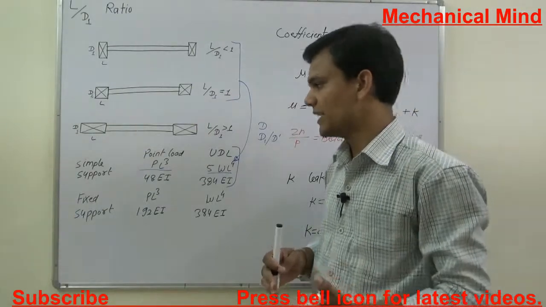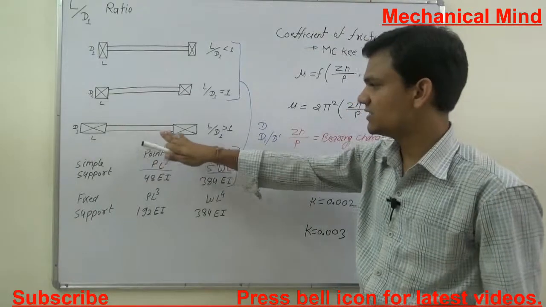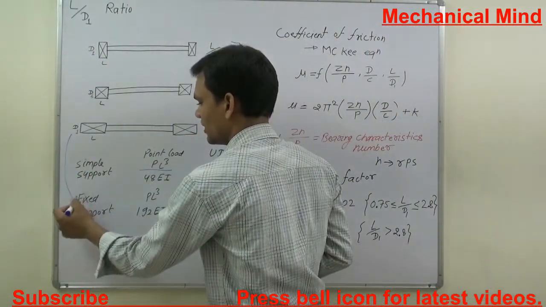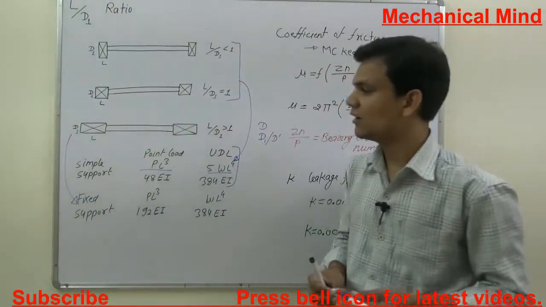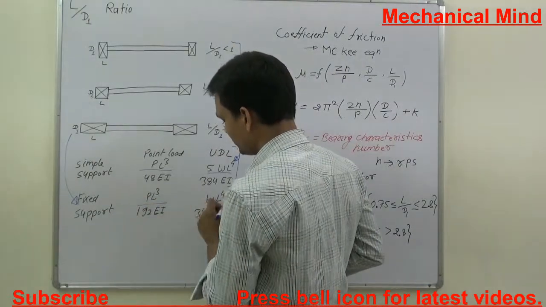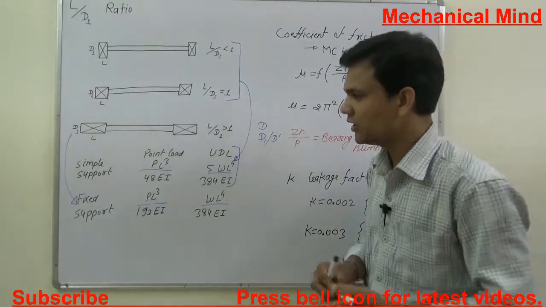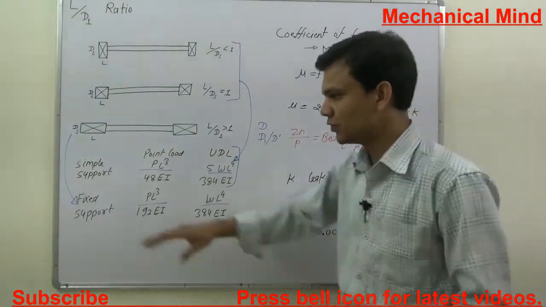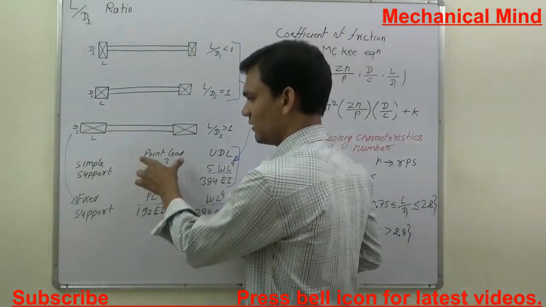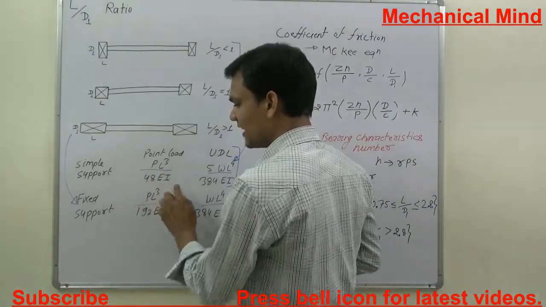When the ratio is less than 1 or equal to 1, then we use the formula for the calculation of the load of a simply supported beam, but when this ratio is greater than 1, then we use the formula of the fixed supported beam. Here I write the formula for the point load and uniformly distributed load. For the point load, we write PL cubed by 48 EI.